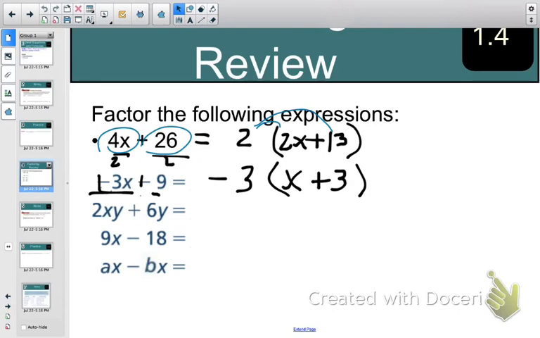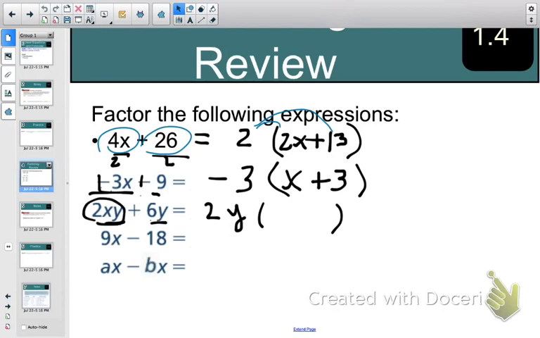Okay, now this one, we have 2xy plus 6y. So if you look at your numbers first, 2 and 6. 2 goes into both of those, so I'm going to pull a 2 out. Do they have any variables in common? Well, they both have a y, 1y. So I can pull 1y out. So 2y is my GCF.